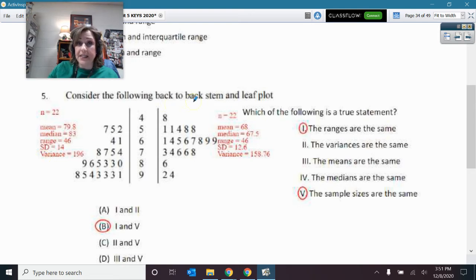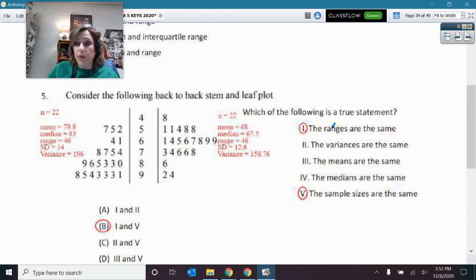Consider the following back-to-back stem and leaf plot. Which of the following statements is true? So what I did is I went and put the data on the left into my calculator and calculated the 5-number summary, the mean, the standard deviation. Okay, so I got all of that stuff. And I did that for the ones on the right, and I calculated all of those as well. Then I could answer my questions.